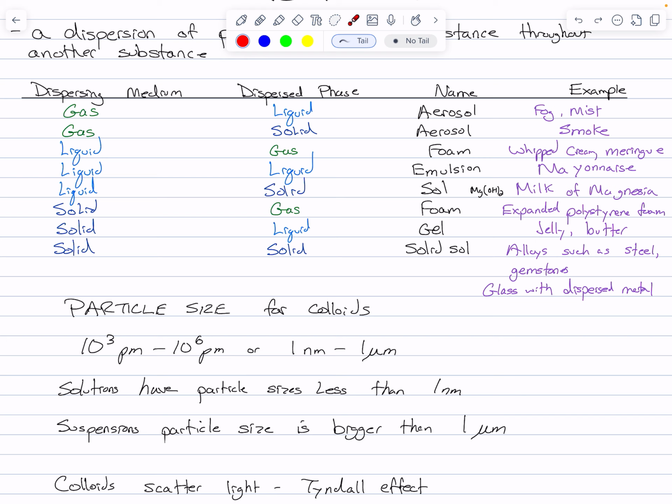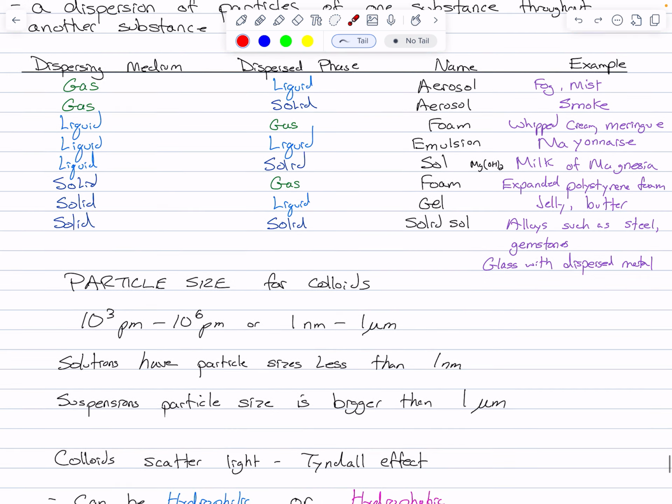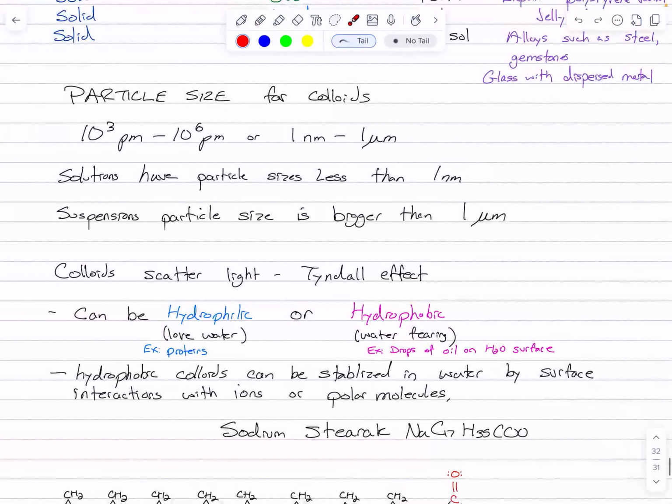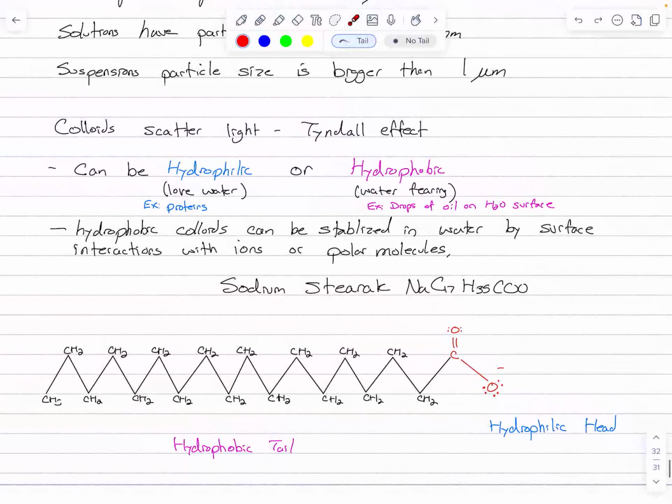All right, and so this is just a size range from a nanometer to a micrometer, and that's what these things do. Now, one of the things with colloids, they can be either hydrophobic or hydrophilic. Hydrophilic, water-loving, right? Proteins are an example of this. They dissolve in water. And hydrophobic, which don't like water, like oils are an example of this. And so how do we get olive oil off your hands? We use soap, right? Hydrophobic colloids can be stabilized in water by surface interactions with ions or polar molecules.